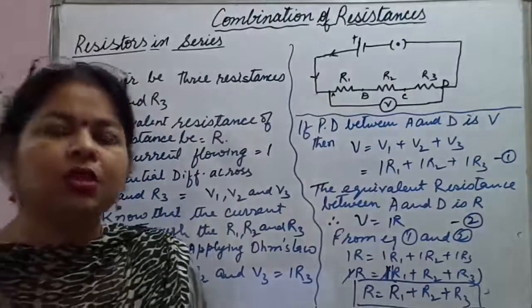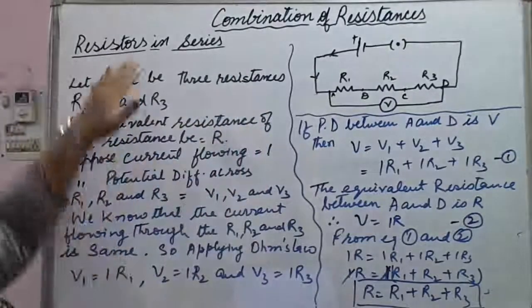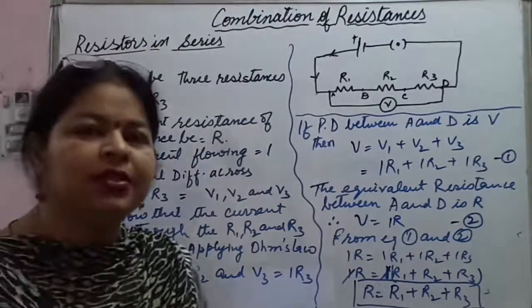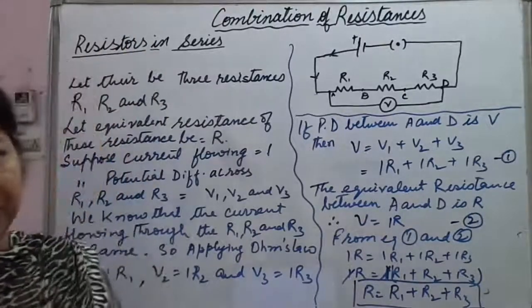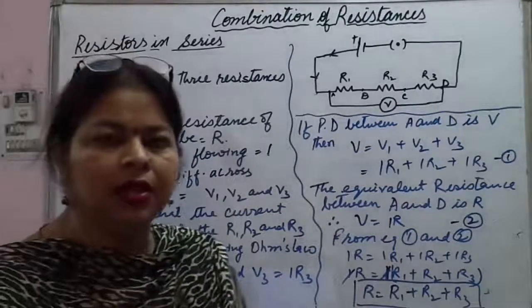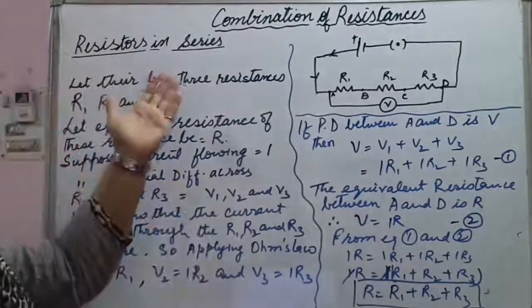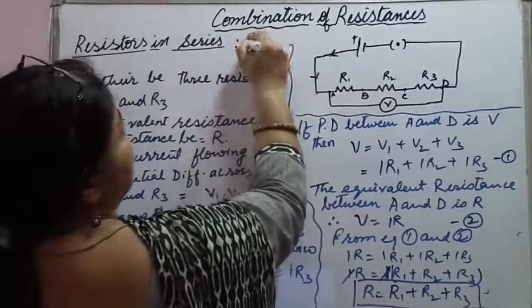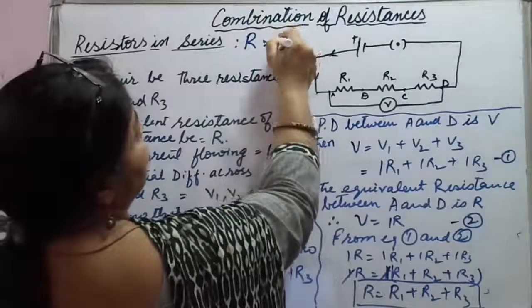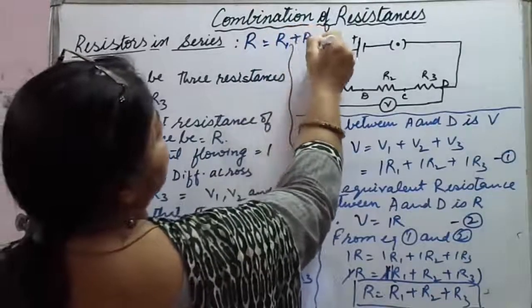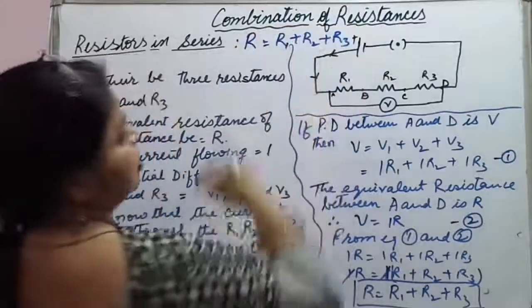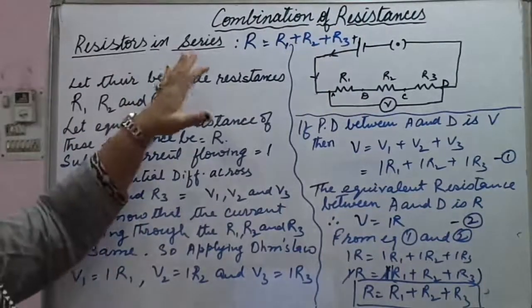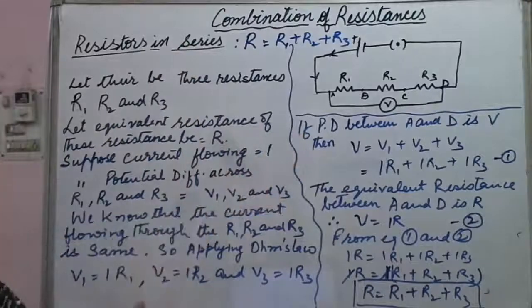Okay, so this was about the combination of resistors in series. When we connect resistances of different gradings, what is the outcome? The outcome will be R is equal to R1 plus R2 plus R3. So this is the equivalent resistance when we combine them in series. I hope it is clear to everyone.